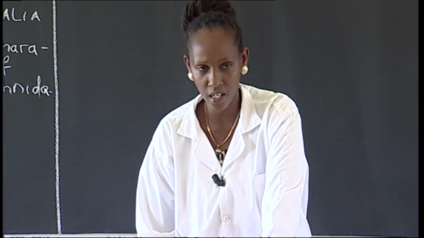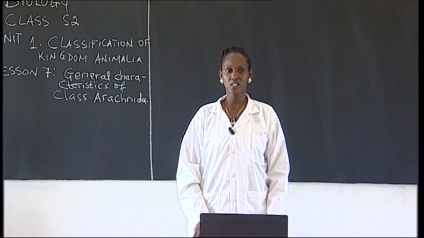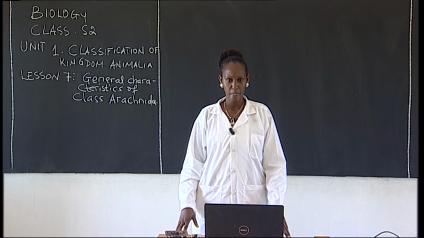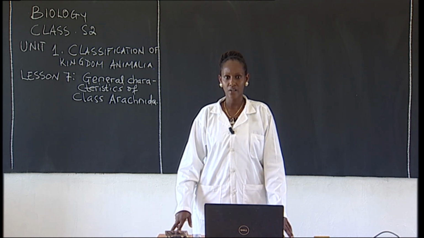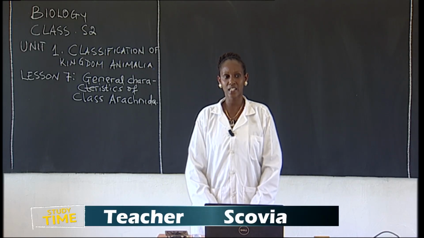Thank you very much. So when we continue with the class arachnida, arachnida are also many in the world. As we said, though insects are abundant compared to arachnida, arachnida are also very many. But the majority we normally see are the spiders. The scorpions are few, but the majority among the class arachnida are the spiders.